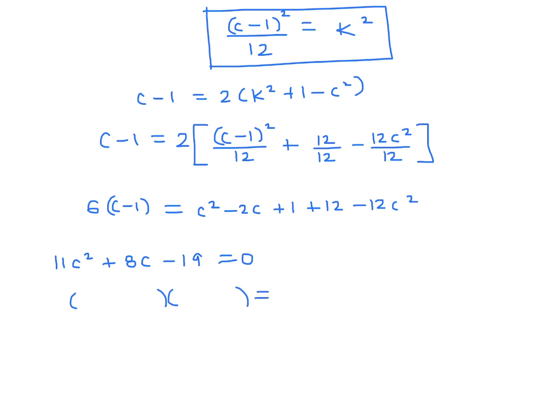Let's see if this factors. I hope it does. I don't know how to, otherwise I have to use a quadratic. 11c, 19 and 1? 19 and 1 plus minus. So c is equal to 1 or negative 19 over 11. Okay, finally we got it.